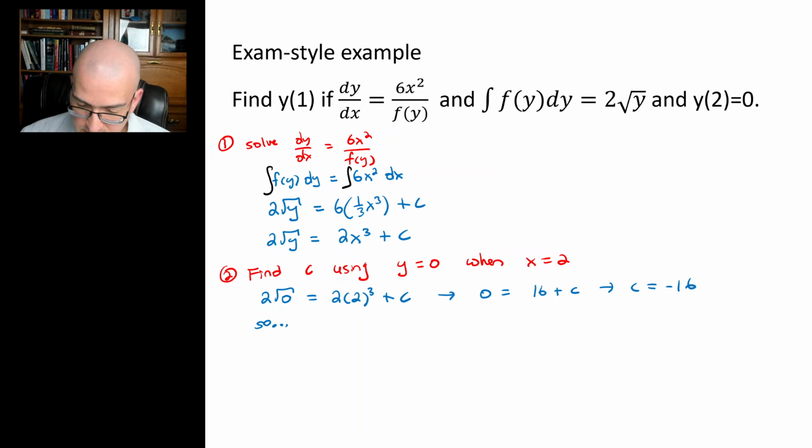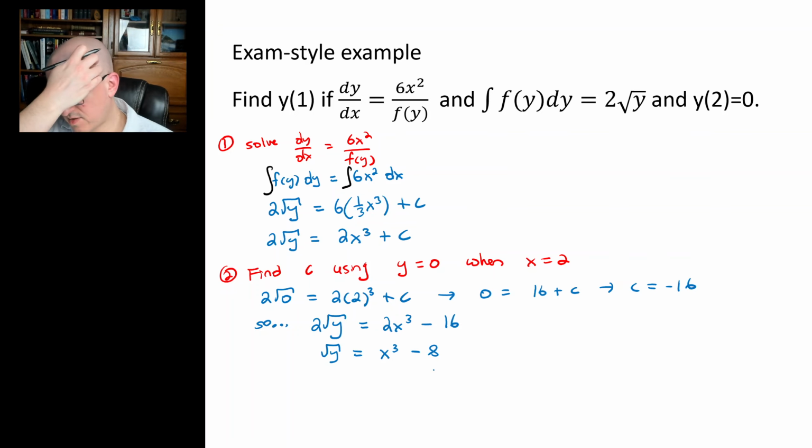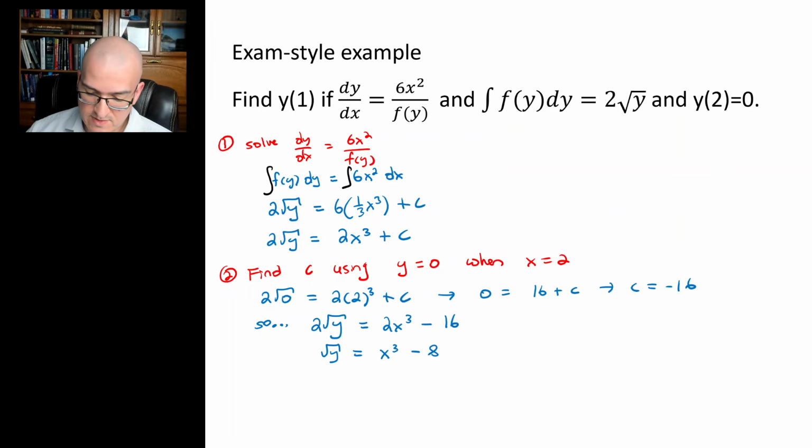So we can write down 2 root y is equal to 2x cubed minus 16. Let's divide both sides by 2. We can isolate for y. So root y is equal to x cubed minus 8. And then we can square both sides to get y all by itself, to get it out of the square root.